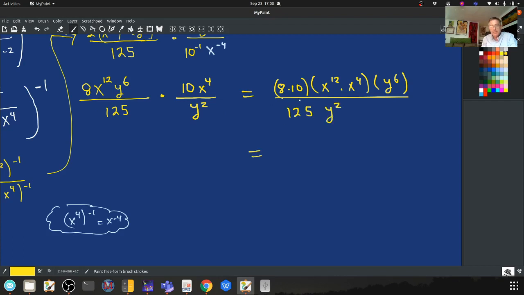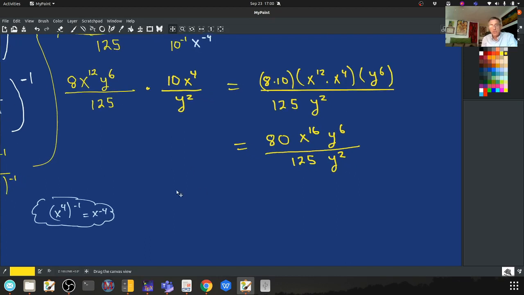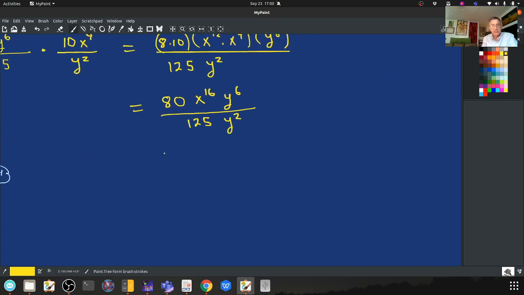So 8 times 10 is 80. X to the 12th times x to the 4th is x to the 12 plus 4, which is 16. Then I have y to the 6th, all over 125 y squared. We're not quite there yet. We still have to reduce this fraction. I can divide the numerator and the denominator by 5. 80 divided by 5 is 16, and 125 divided by 5 is 25.